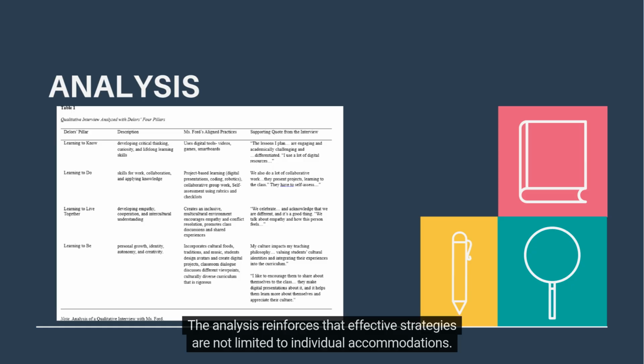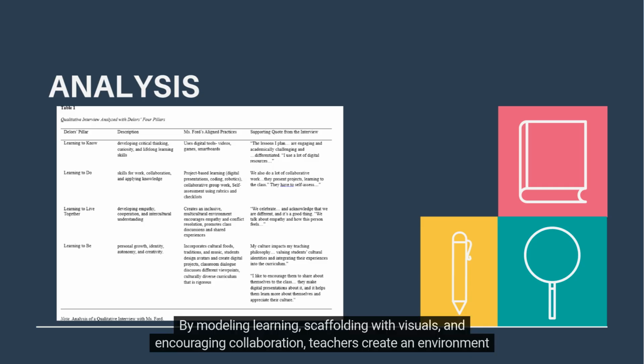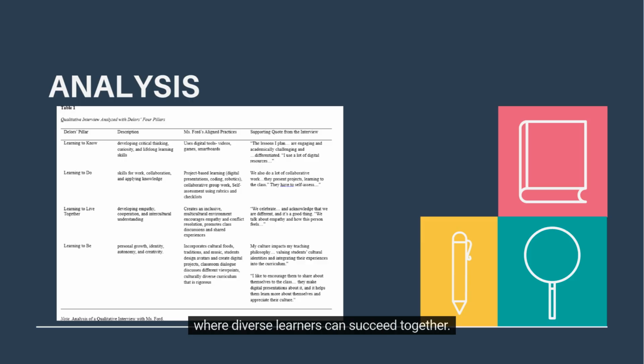The analysis reinforces that effective strategies are not limited to individual accommodations. Instead, they are whole-group universal supports that raise the level of equity across the classroom. By modeling learning, scaffolding with visuals, and encouraging collaboration, teachers create an environment where diverse learners can succeed together.